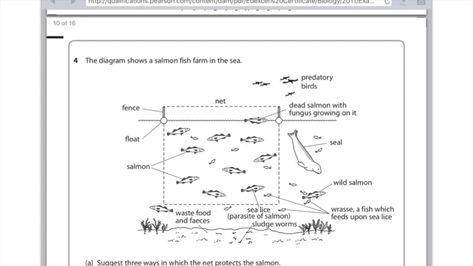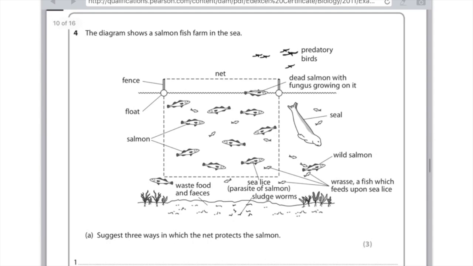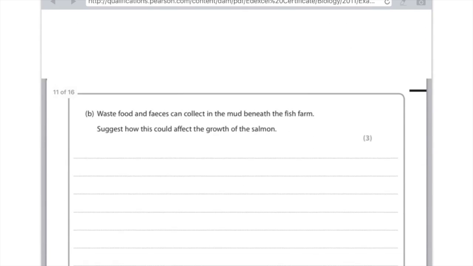So here's my first fish farming related question. The diagram shows a salmon fish farm in the sea. Gosh, there's a lot going on here. Suggest three ways in which the net protects the salmon, so use your common sense here and look at the diagram for reference. So for the first mark, say that it protects it from the birds. For the second mark, say that it protects it from the seals. And then you could say for the third mark, it keeps out the other fish to avoid competition, or keeps out the other wild salmon to avoid disease. So anything sensible like that will get you the marks.